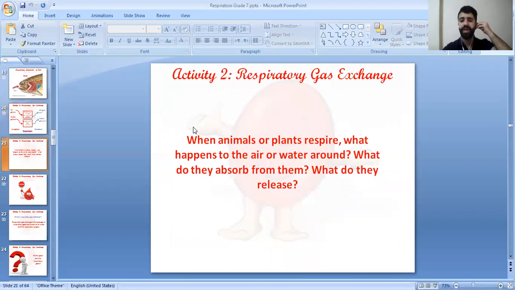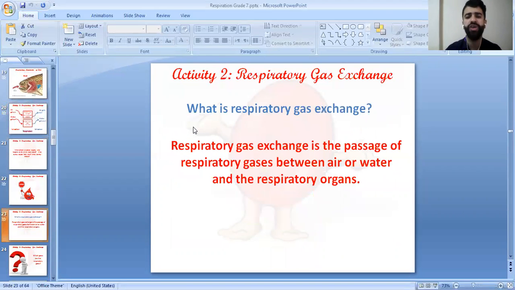So when the animal respires, what happens to the air and the water around? What do they absorb and what do they release? All of you know that respiratory gas exchange is the passage of respiratory gases between air or water and the respiratory organ. This is a very important note for your quiz next week. So pay attention to this note.